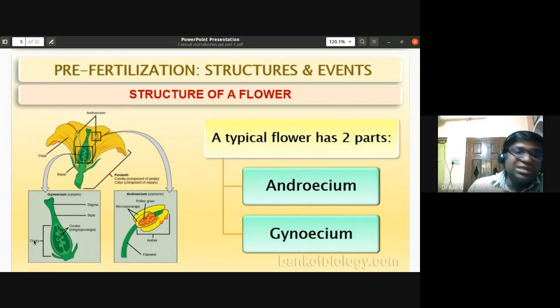Now just understand the typical structure of gynoecium or pistil. Gynoecium is a collection of carpels, you know that. The gynoecium has a stigma and a long stalk called style. Style leads to the ovary. Ovary has ovules. Ovules are also called megasporangia.